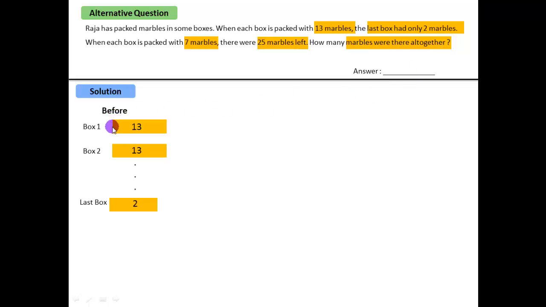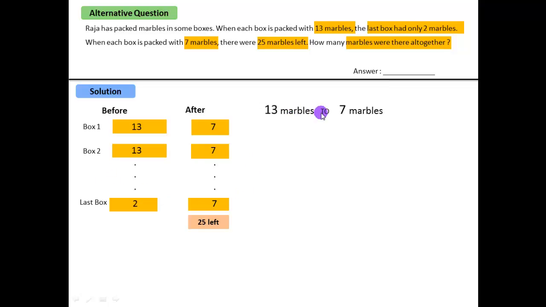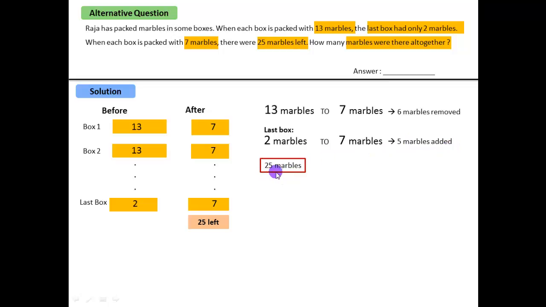So, in the beginning, when there were 13 marbles in each box, the last box only had 2 marbles. But when there were 7 marbles in each box, we are left with 25 marbles. So for these boxes, except for the last box, there were 13 marbles first, and then it became 7 marbles, which means that 6 marbles were removed. For the last box, there were 2 marbles first, and then it became 7 marbles, which means 5 marbles were added.